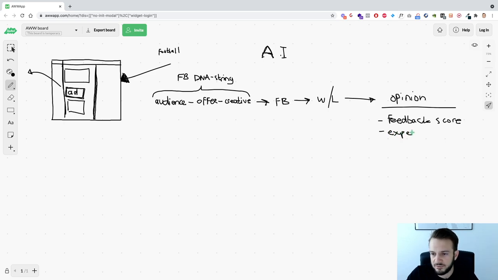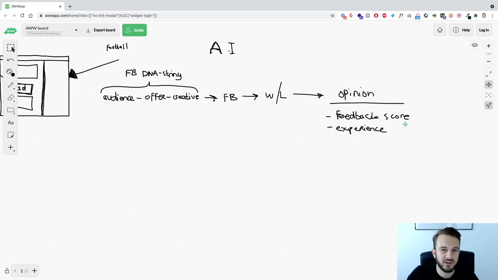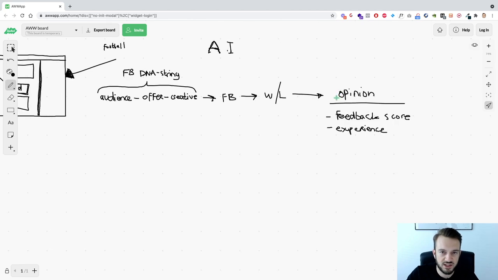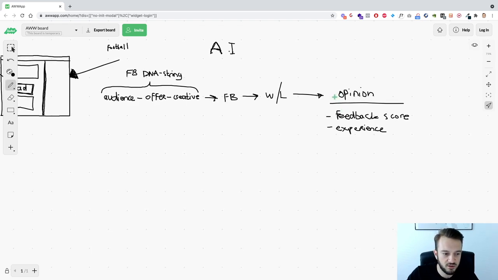I've also had situations in the past where I've been given an ad account where they've run a lot of spammy, low quality ads basically. And what I've noticed is that when you start running ads, the CPM is sky high, the click-through rate is low, and the cost per click is sky high. And that's not because the offer is bad or the creative is bad. It's just because your feedback score is very, very low.